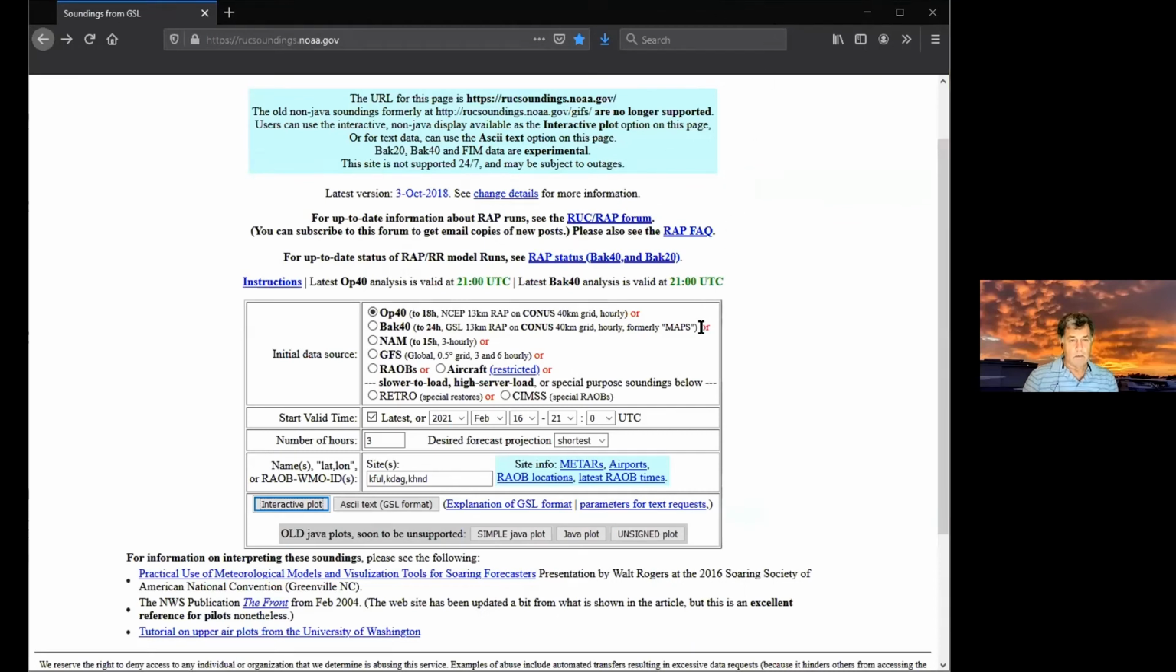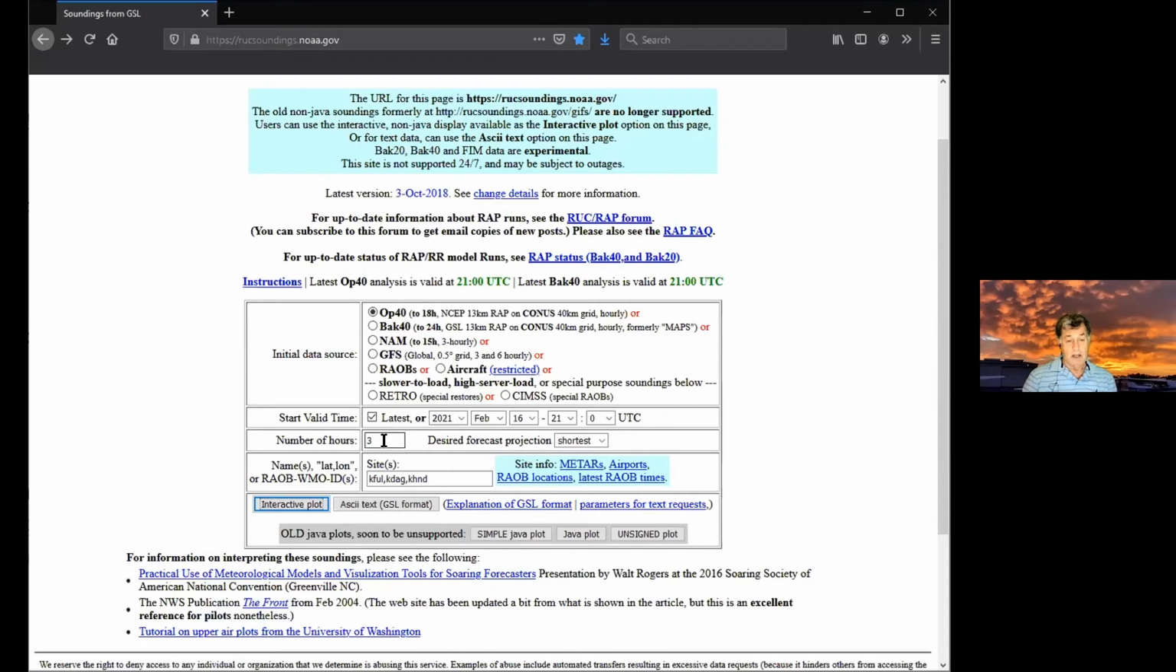So when you go to this site, it's from our government, the NOAA. It comes up with a whole lot of options. It looks a little bit confusing. And rather than me try to confuse everybody with all the variety of options you have, what I'll tell you is if you're going to play with this, it'll default to the Op40. Go ahead and leave it there. Don't worry about any of the rest of these. And then we want to leave this box checked that says latest. I want the latest analysis that they have.